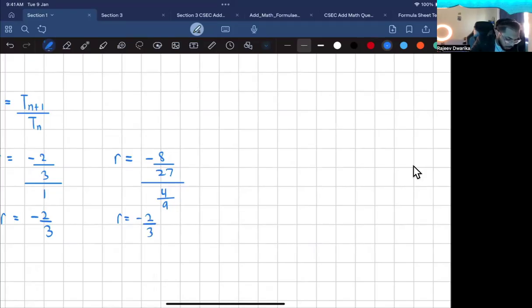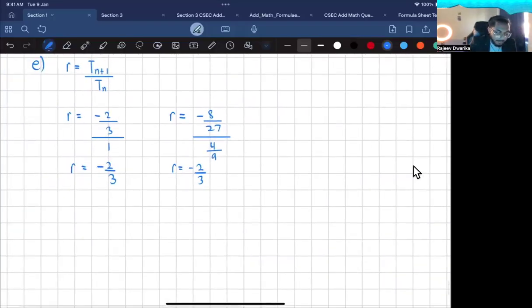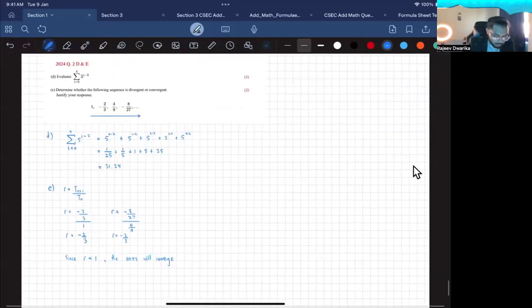Cool. So what does that mean? So what does that mean about the common ratio? It's minus 2/3. Okay, and is that less than 1? Yes. Right. Since R is less than 1, the series will converge. If you had a series for this where it was adding, it would converge.